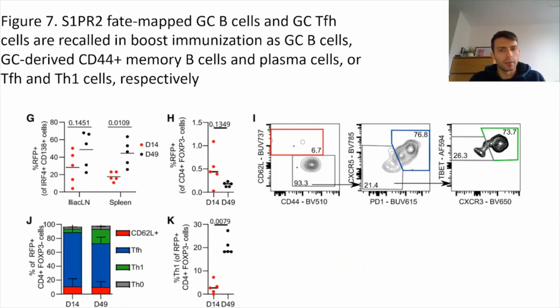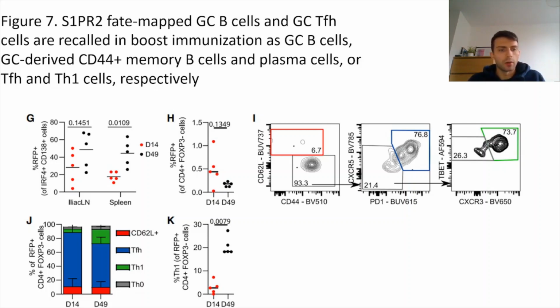In the second half of figure 7, we look at some other cell types, also recalled. In G, we look at plasma cells, which we describe as CD138 high and IRF4 high cells. And we can see that a large number of the plasma cells which are found in the secondary response at day 49 are indeed RFP labeled. So this suggests that their origin was from a germinal center B cell, which was S1PR2 labeled during the primary response, whose progeny were then recalled at day 49 as a RFP labeled plasma cell.